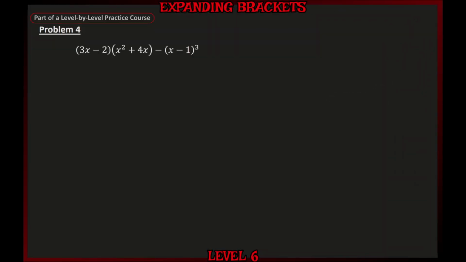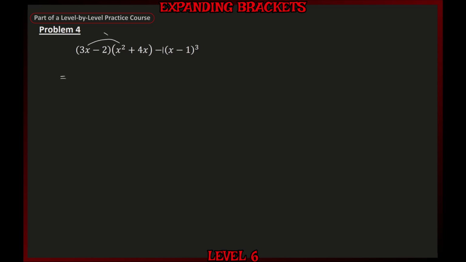In problem 4, we're expanding (3x minus 2)(x squared plus 4x) minus (x minus 1) cubed. To start, the minus in front of the (x minus 1) cubed bracket is a minus 1, and it's useful to put that in there so that we can see that we are multiplying that bracket by minus 1. So we can start by expanding the two brackets at the start.